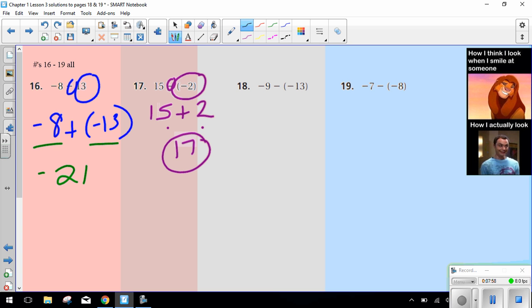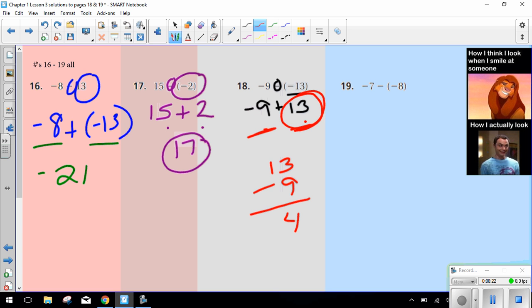Number 18, I have -9. The minus will be written as a plus, and I'm going to take the opposite of this guy to get 13. So take a look at what we just wrote in black. I have two integers with different signs. I'm going to subtract them and get 4. Which one of these integers gives me a bigger absolute value, the 9 or the 13? Hopefully you're saying 13, so my answer stays +4.